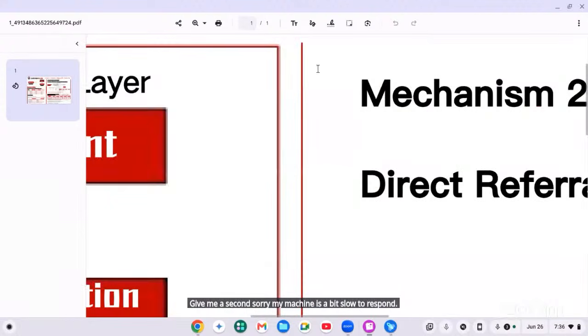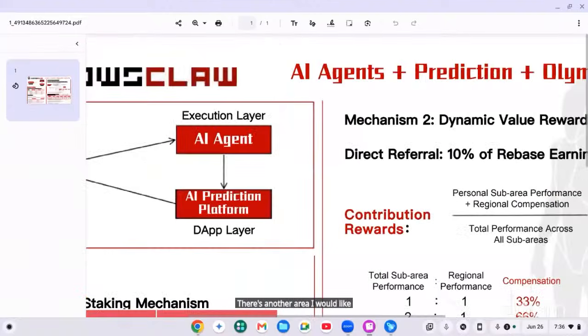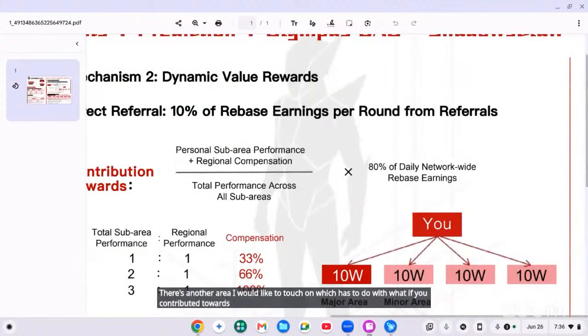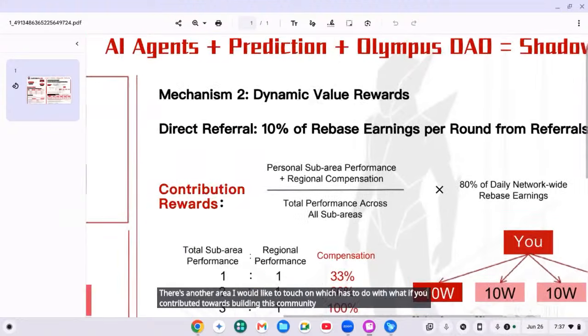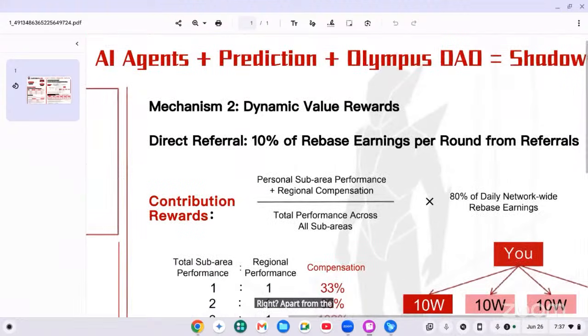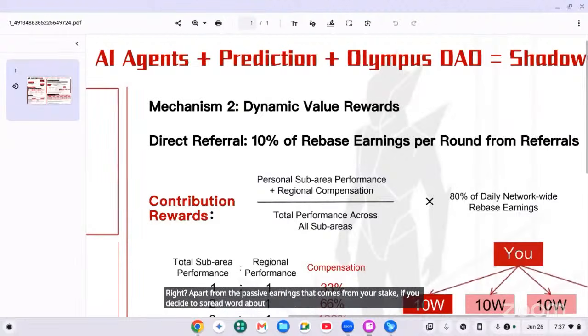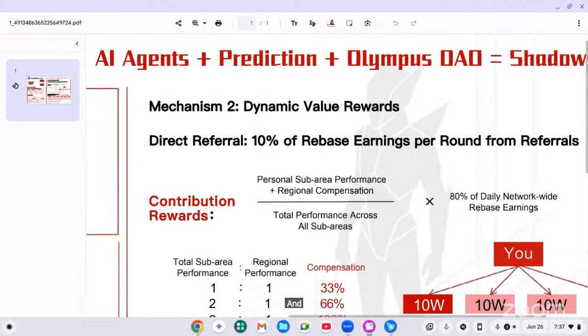Sorry. Now, there's another area I would like to touch on, which has to do with what if you contributed towards building this community, right? Apart from the passive earnings that come from your stake, if you decide to spread the word about this community, to invite friends, why is it important? It is important because when it comes to crypto and projects of this magnitude, the numbers play an important role. We are talking about a prediction market.